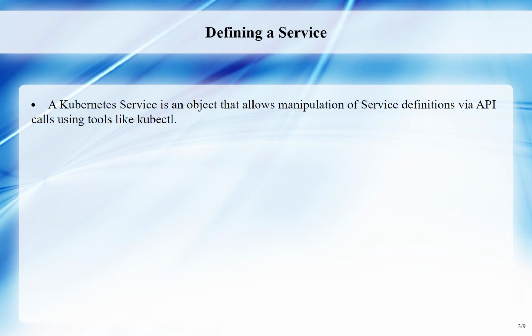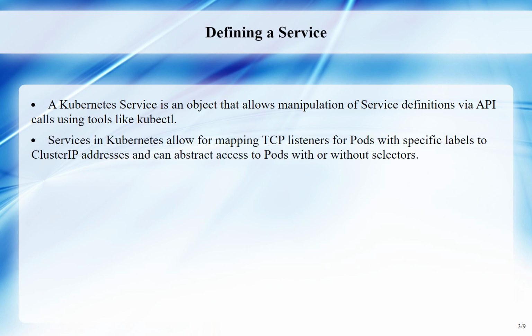A service in Kubernetes is an object that allows you to create, view, or modify service definitions using the Kubernetes API. This is typically done using tools such as kubectl to make API calls. Services can be used to publish TCP listeners for pods with specific labels, assigning them a cluster IP address that is used by the virtual IP address mechanism.